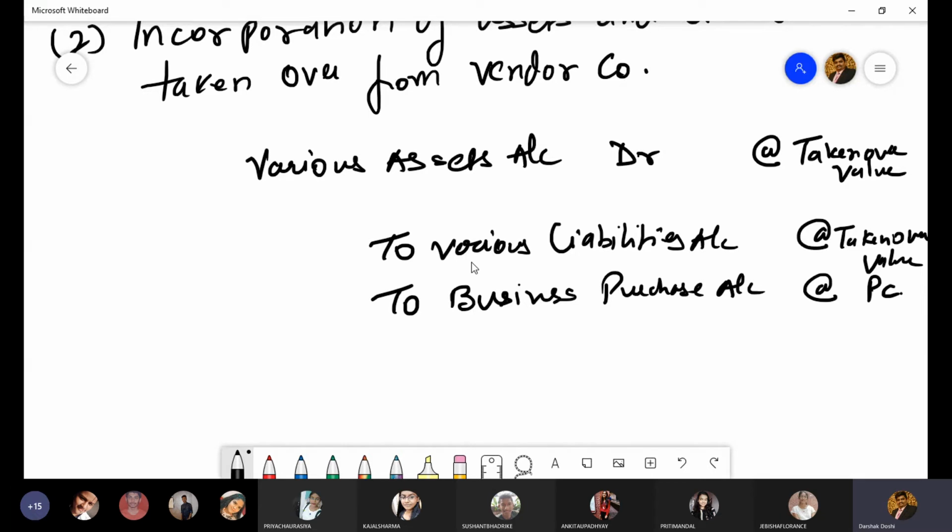Whenever your purchase consideration is, I repeat, whenever your purchase consideration is calculated as per net asset method, there is a chance that you pay little higher or you pay little less. That is, the purchasing company is paying little higher or purchasing company is paying little less.